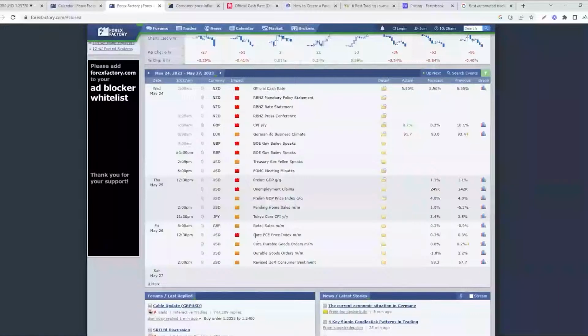And the last one to look out for will be the PCE price index at 12:30 p.m. GMT on 26th of May. This is the personal consumption expenditure price index. It is another measure of inflation, another gauge for inflation, and it's actually the Federal Reserve's preferred measure for inflation. So they'll be watching this data point very carefully for both the headline and core readings on a monthly basis as well as an annualized basis.